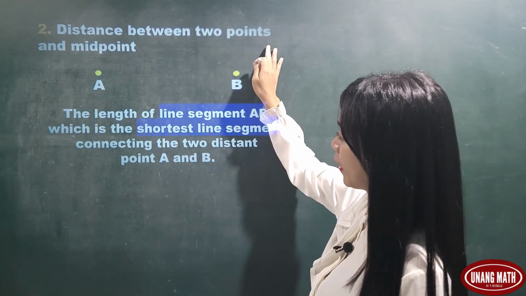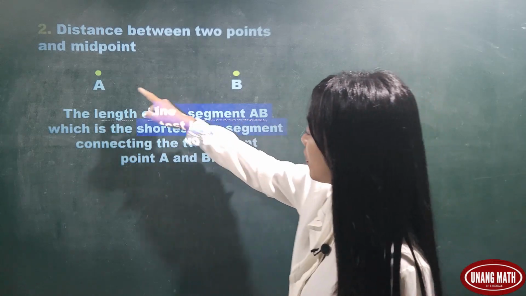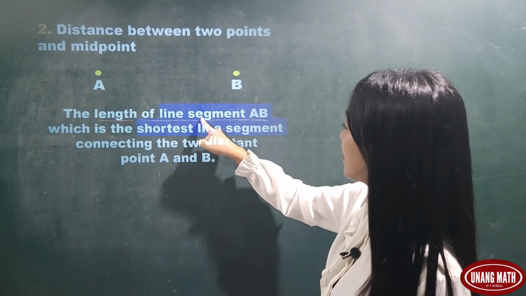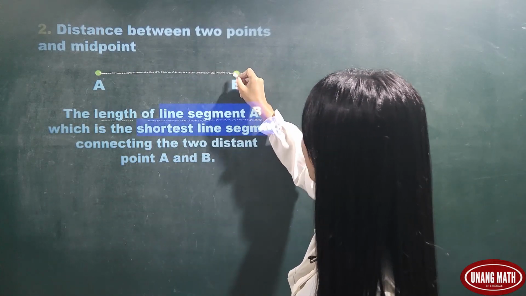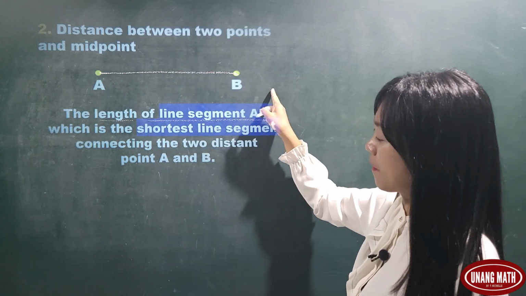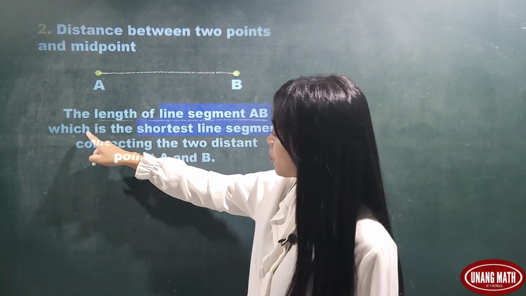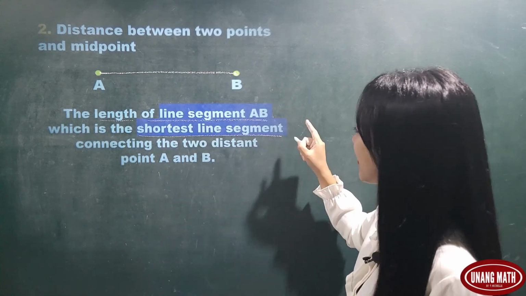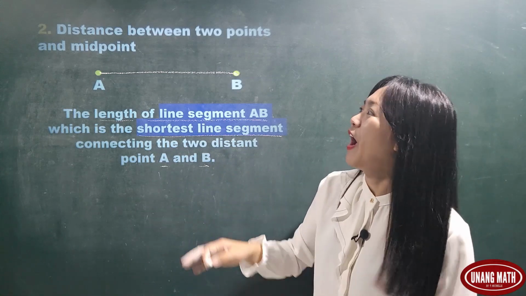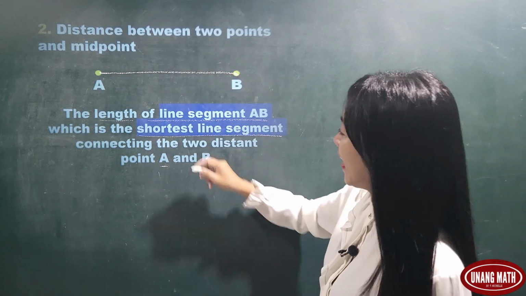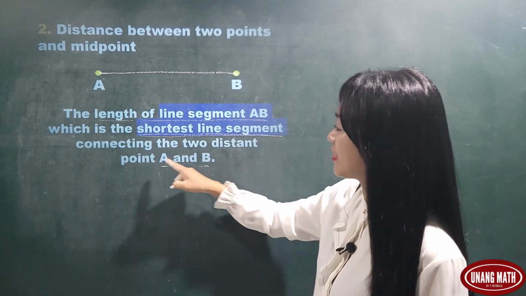Distance between 2 points is the length of line segment AB. So in this example, line segment AB, let's draw a line. This is our starting point and this is our end point. So this is line segment AB. The length of line segment AB is the shortest line segment connecting the 2 distinct points A and B. So the distance between 2 points is the shortest line segment connecting the 2 distinct points A and B.